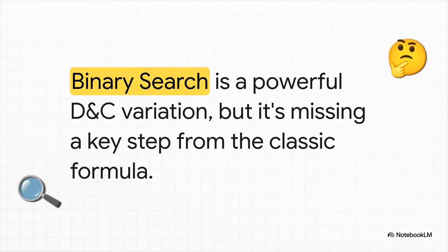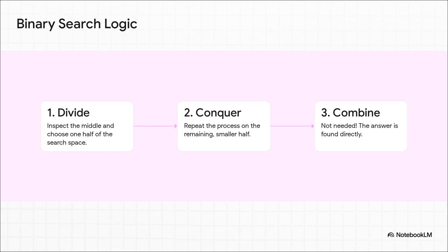A fantastic example of a variation is an algorithm you probably already know and love: binary search. You might not have thought about it this way before, but it's totally a form of divide and conquer. Just look at how it fits the pattern. The divide step is when you check the middle of a sorted list and decide to throw away one entire half. The conquer step is just repeating that process on the smaller half that's left.